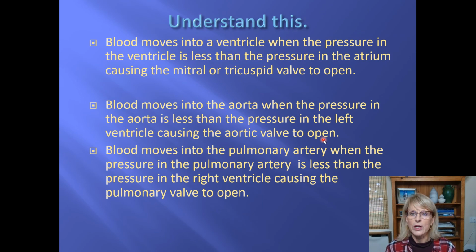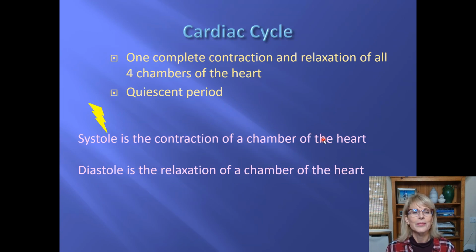Blood moves into a ventricle when the pressure in the ventricle is less than the pressure in the atrium, causing the mitral or the tricuspid valve to open. Okay? Blood moves into the aorta when the pressure in the aorta is less than the pressure in the left ventricle, causing the aortic valve to open and simultaneously slamming shut its atrioventricular valve. Okay. I hope that's really clear. I put it in writing, must be on the exam.